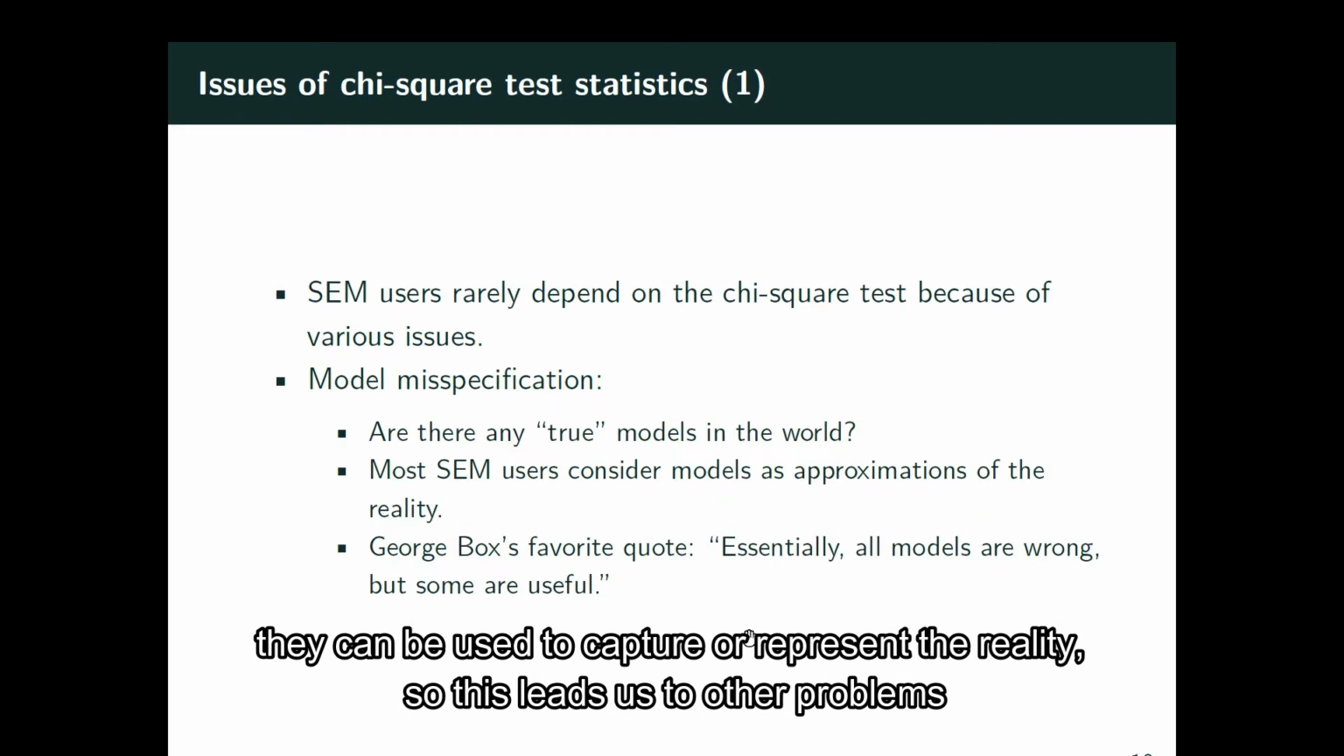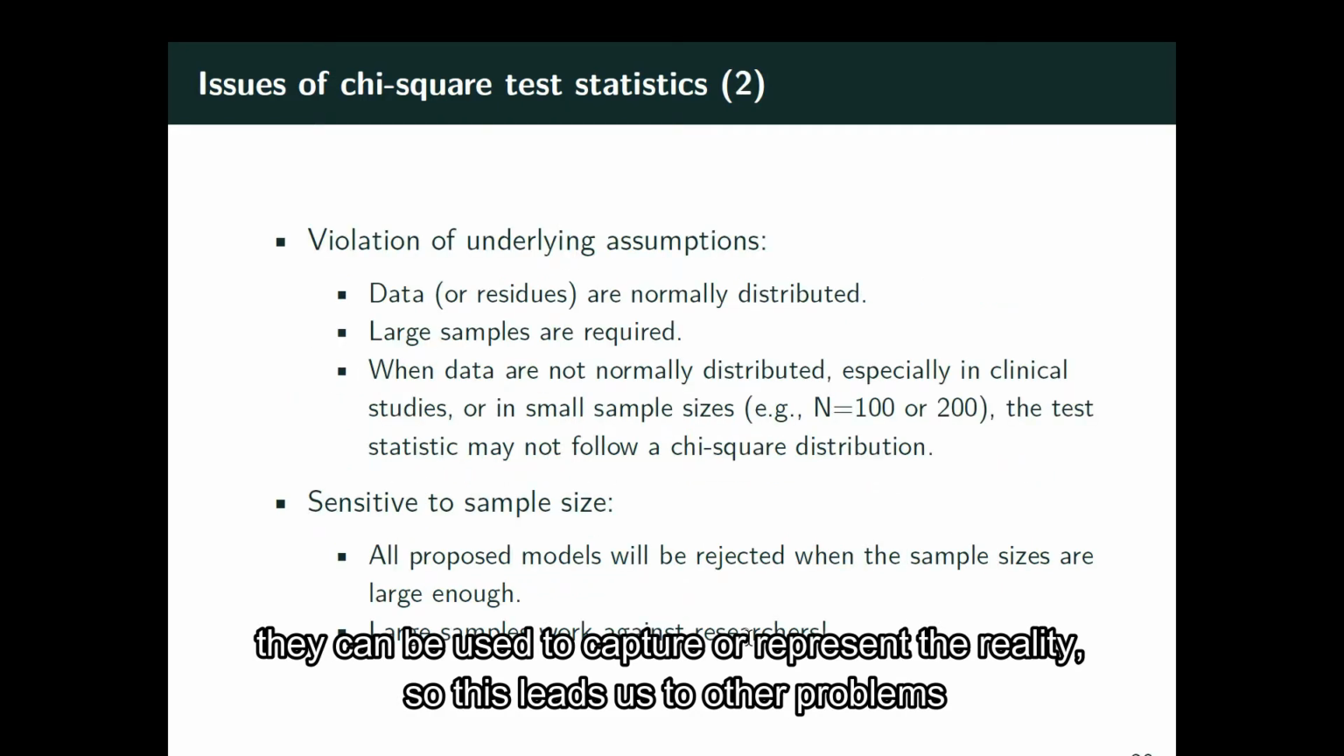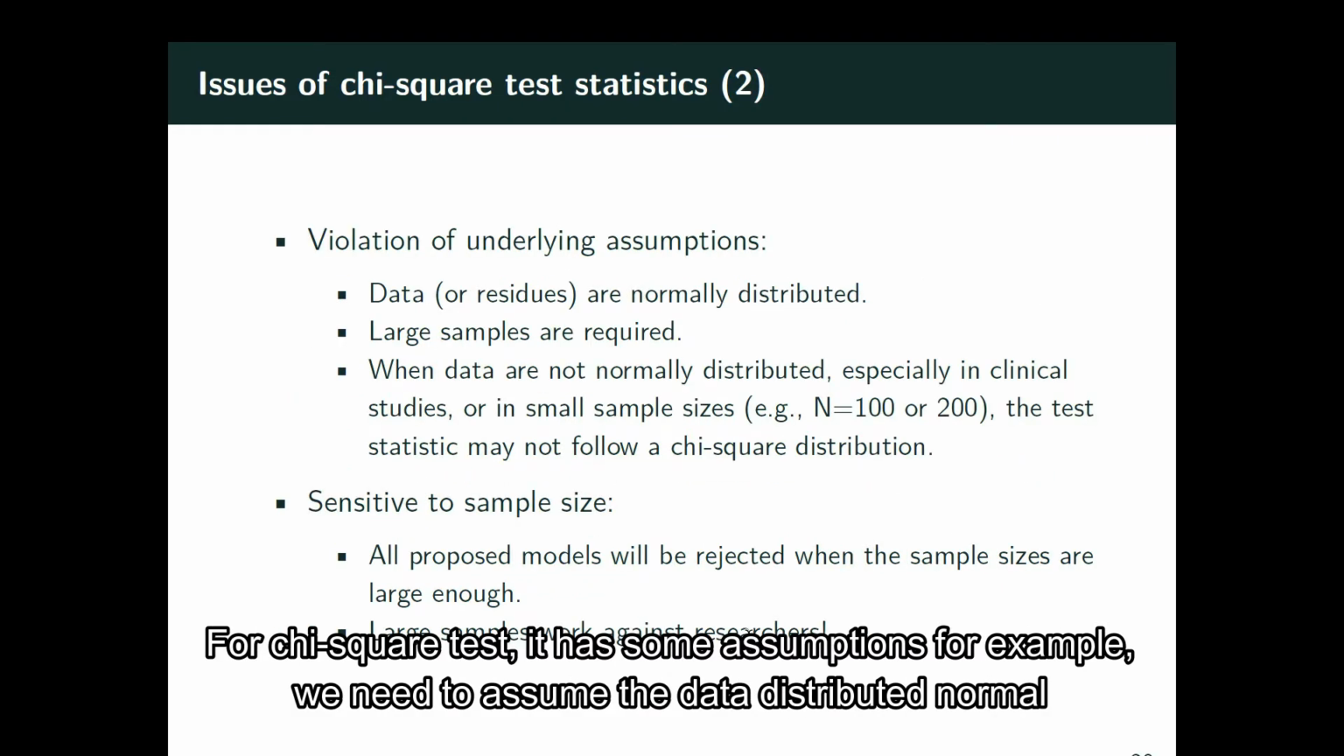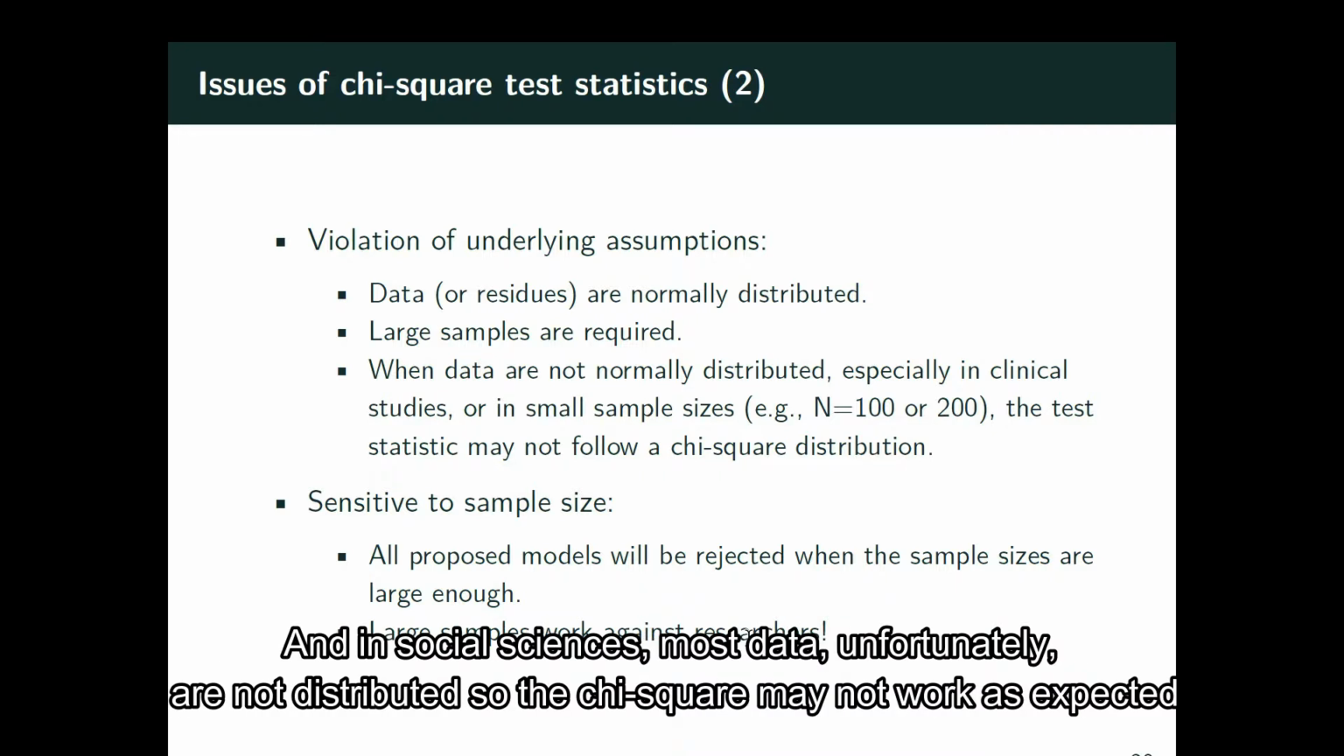Okay, so this leads us to other problems. Chi-square tests have some assumptions. For example, we need to assume the data are multivariate normal. And in social sciences, most data, unfortunately, are not multivariate normal. So the chi-square test may not work as expected.